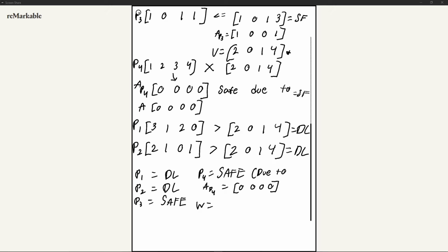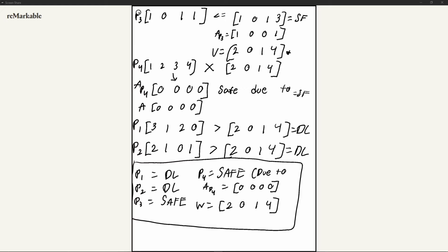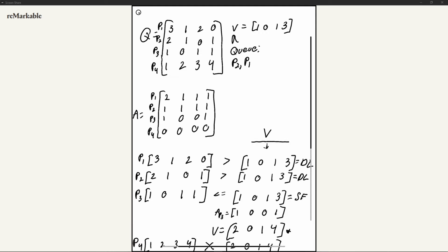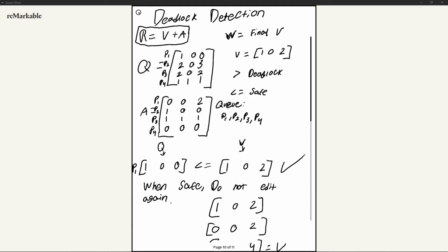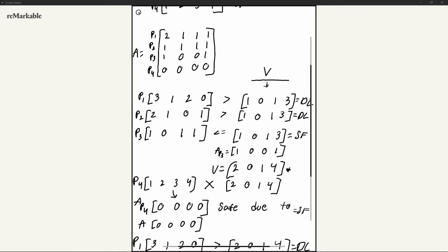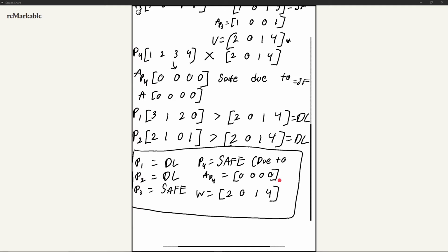Our W is our final V vector, the V vector that we ended with. In our case, it's our most recent one, right? 2, 0, 1, 4. And this should be your answer, assuming they don't ask for V or for R. And again, remember that R is equal to V plus A. He could give you R, and he could not give you V, and then you use this to solve for R. Hopefully you know how to rearrange that and solve for V. But there you go. Any questions?